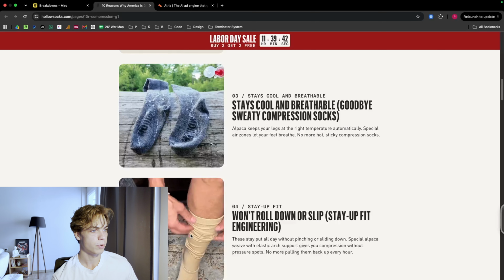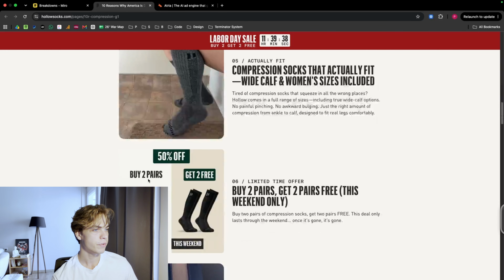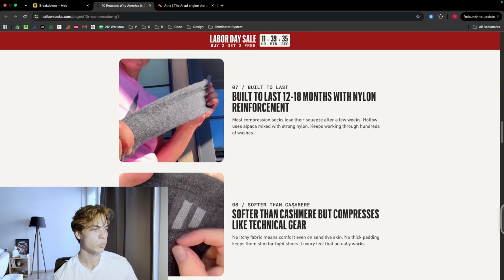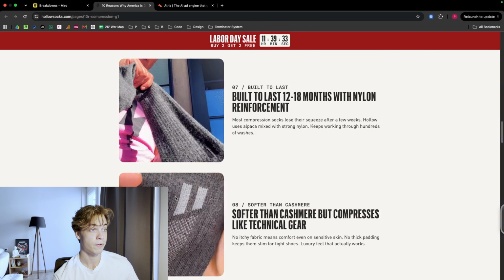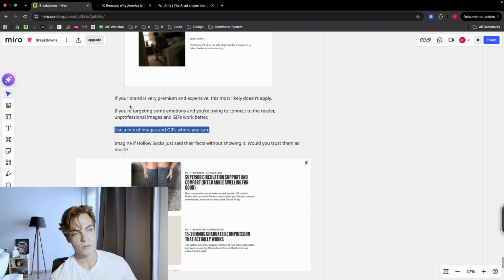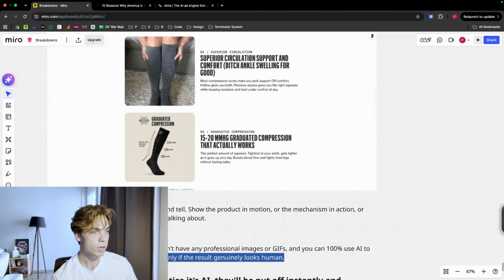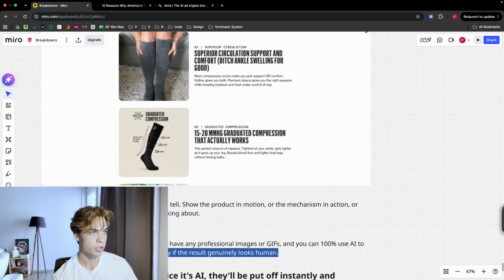Won't roll down or slip. They're showing the difference between these two things, and you get the point, right? Like they fit, built to last, softer than cashmere, this is a very, very good one, and so on. If they didn't show them as GIFs, the person scrolling would not trust them as much, that's for sure. You must both show and tell: show the product in motion or the mechanism in action or some emotion that you're talking about. You can do these things in the GIFs, right? So for the product in motion, you can honestly just check Hollow Socks again if you want inspiration.